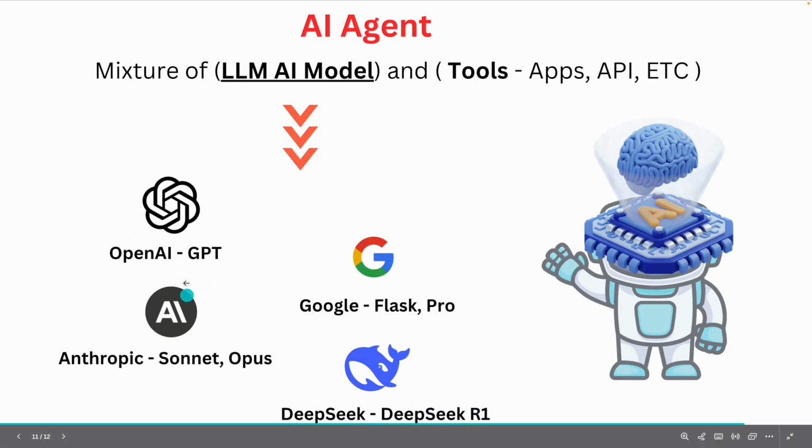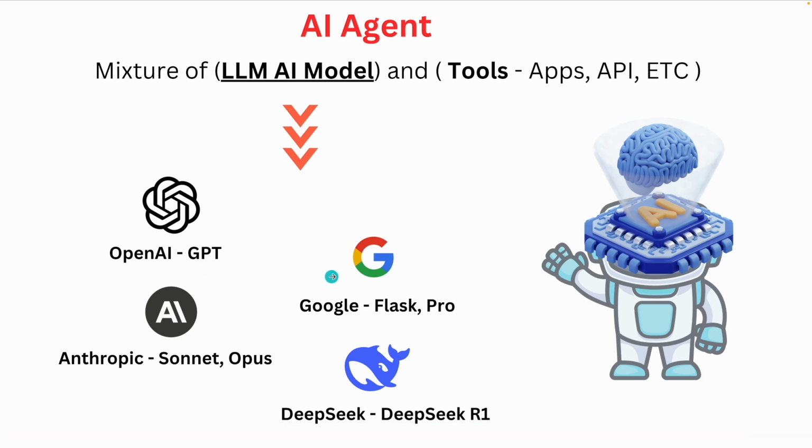So all these big companies have their own LLM AI models. They have invested and created their own AI brain, and all of them call their LLM AI models by different names. OpenAI calls its LLM AI model GPT, Google calls theirs Flash and Pro, Anthropic calls theirs Sonnet and Opus, and in future they may bring other LLM AI models.